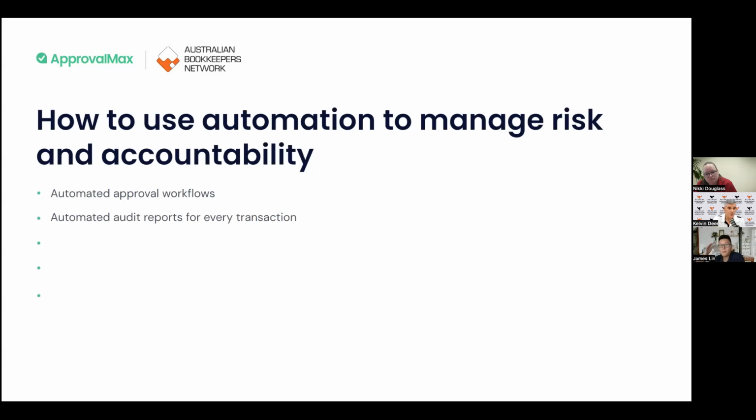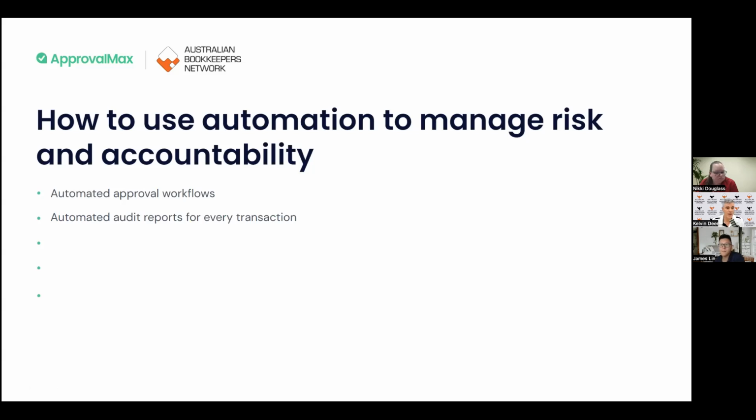I was just going to say, while you were talking about some of those processes, I noticed a question from Jody earlier asking about international payments. Does ApprovalMax handle the international side of things as well? So we've got an integration with AirWallex, which does allow for international payments. That allows for a seamless integration with the AirWallex payment platform, and yeah, you can process everything through AirWallex.